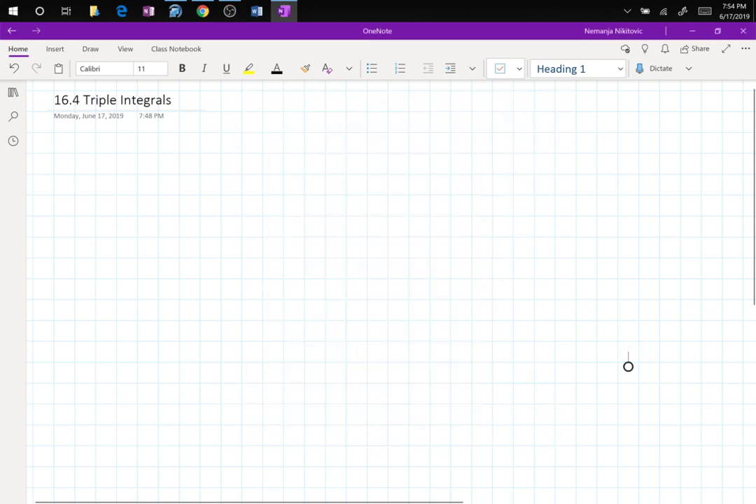Hello and welcome back to Calculus 3, section 16.4 on triple integrals. We are going to deal with triple integrals in rectangular coordinates. We're going to have rectangular integrals and general region integrals. So to start, first we are going to, again, go back through the iteration.